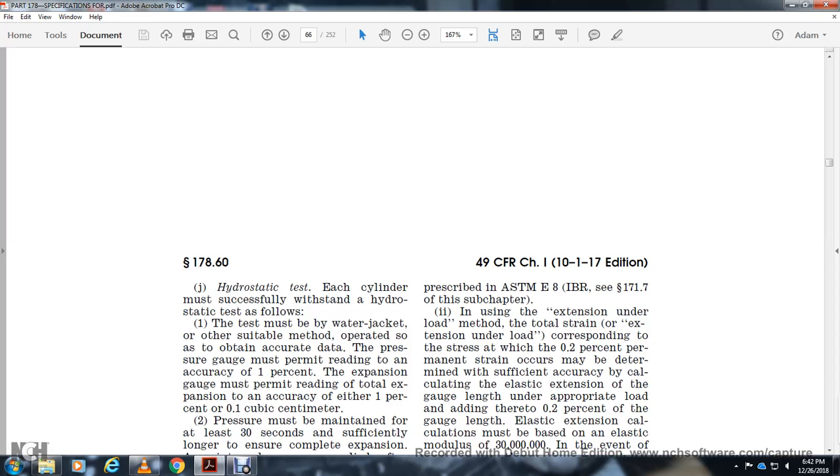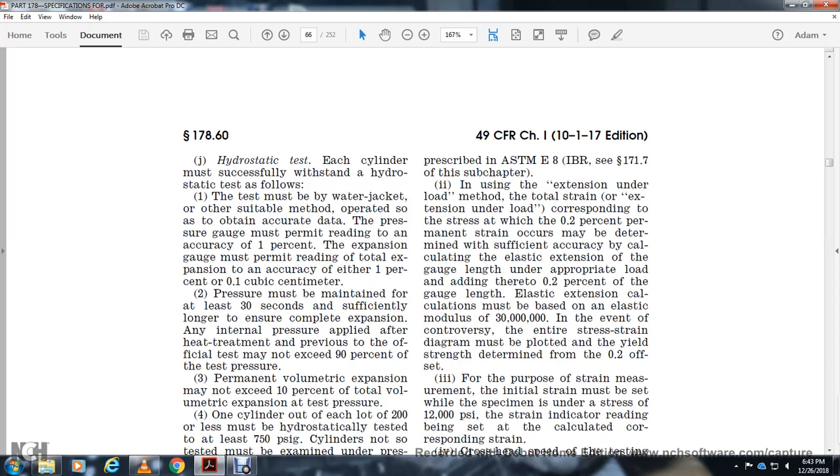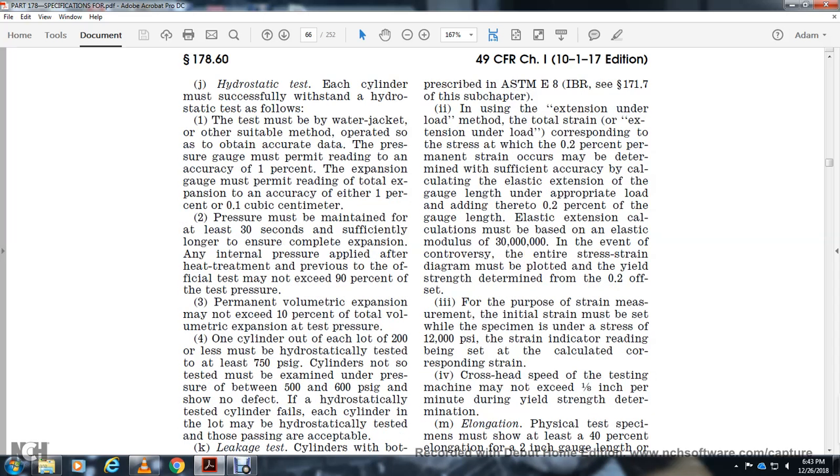The reading of the total expansion must be accurate to 1% or 1/10 of a cubic centimeter. Pressure must be maintained at least 30 seconds, sufficiently long to ensure complete expansion under internal pressure. Applied with the heat treatment of the previous lot, the offset of the initial test not exceeding 90% of the test pressure. Permanent volumetric expansion may not exceed 10% of the total volumetric expansion at the test pressure.